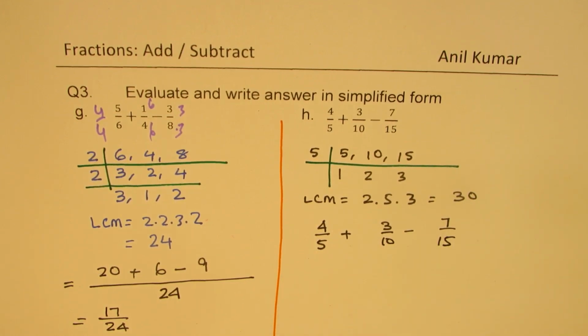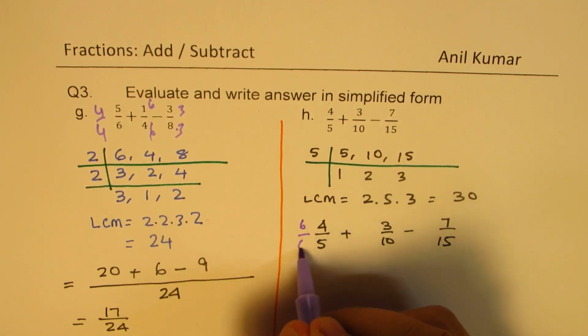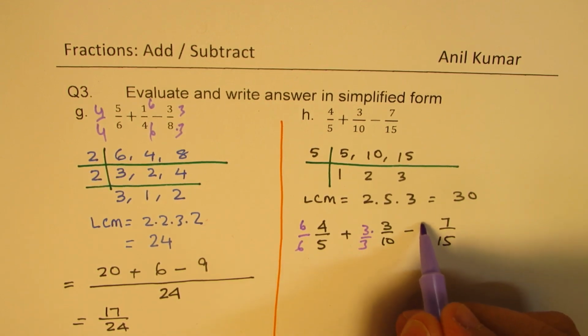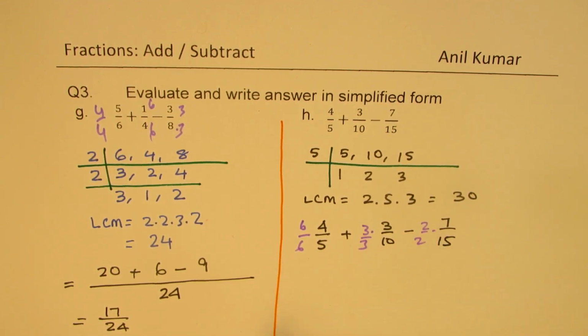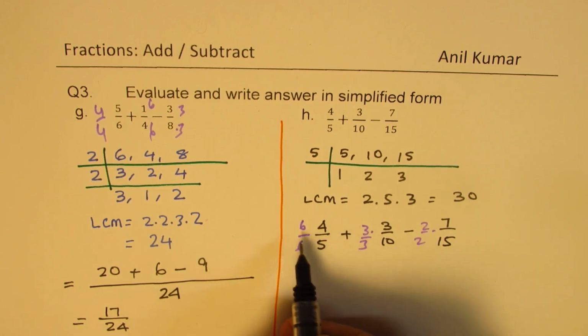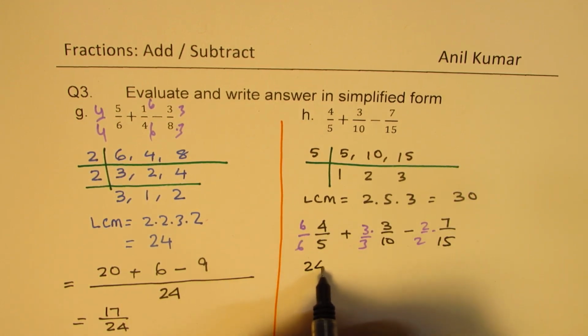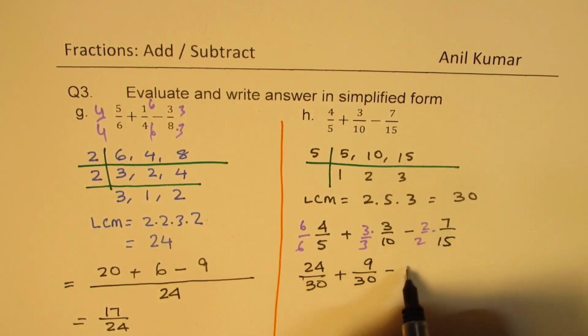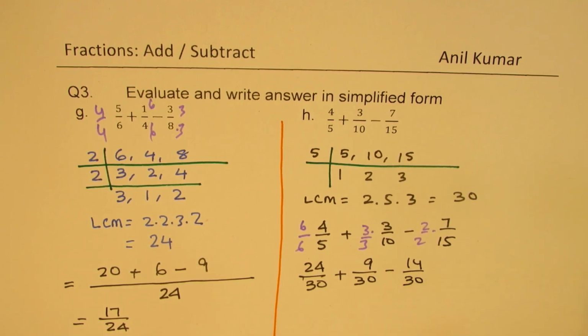To get 30, I will multiply this by 6. For this, I'll multiply by 3 over 3, and here 2 over 2, right? So 2 times 15 is 30. So 6 times 4 is 24, 6 times 5 is 30, plus 3 times 3 is 9 over 30, minus 14 over 30. Do you see that?